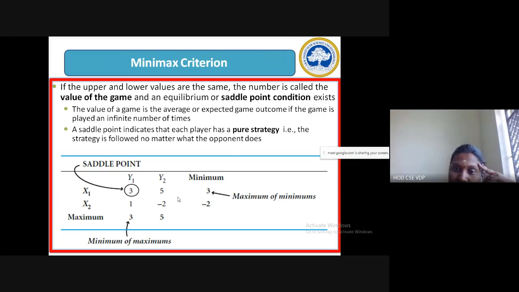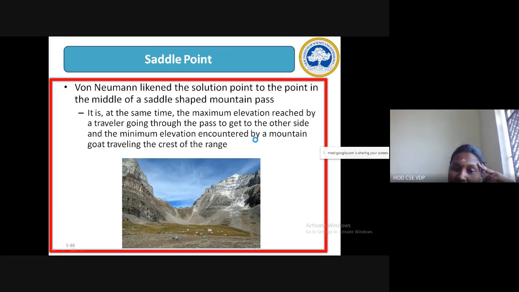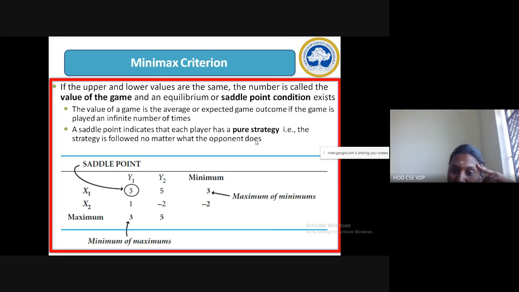This saddle point exists for a pure strategy. What is a pure strategy? Either you play that strategy or you don't play that strategy. You don't have any probabilities associated with it. That is called your pure strategy.